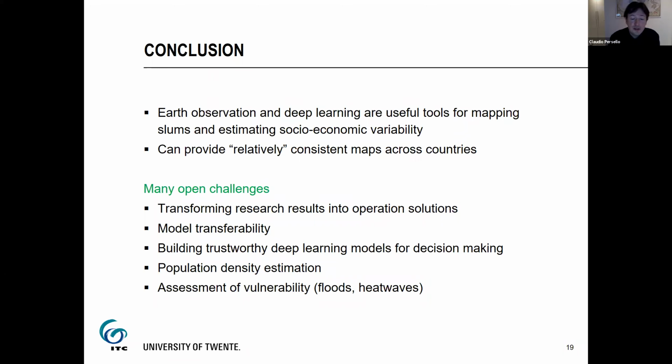Other aspects are related to assessing the vulnerability of informal settlements, especially related to risk of floods or heat waves. Many of the slums are in risky areas of the cities, and therefore they are particularly vulnerable to these risks, to the risk in general of natural disasters.